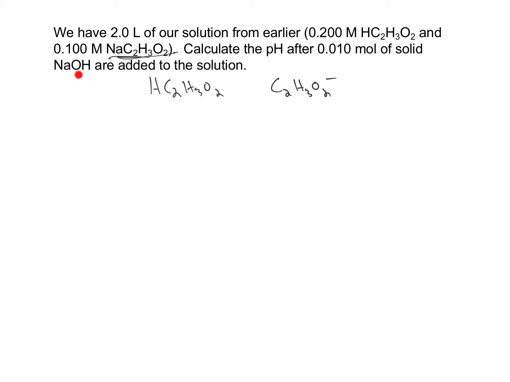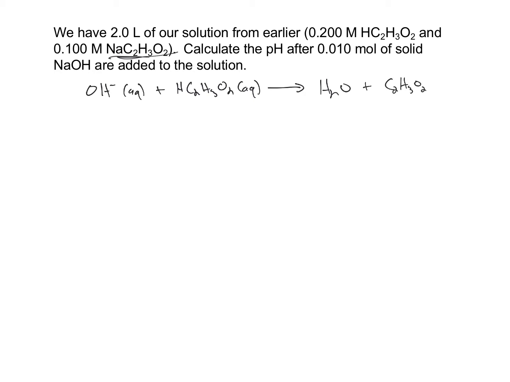And so hydroxide, or sodium hydroxide being a base, isn't going to react with the weak base, it's going to react with the weak acid. So the reaction that we have going on when we add the sodium hydroxide to our buffer is that hydroxide is going to react with the acid of the buffer, and these stoichiometry reactions are going to go to completion, and so that's going to make water and acetate ions.